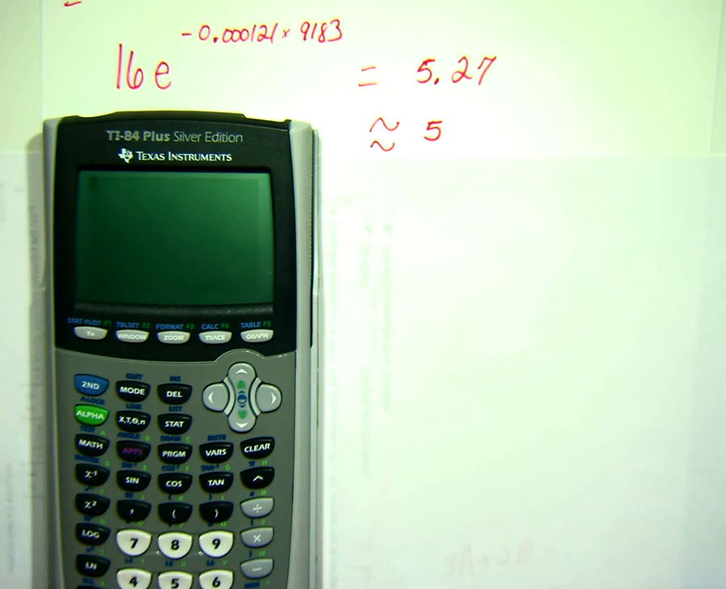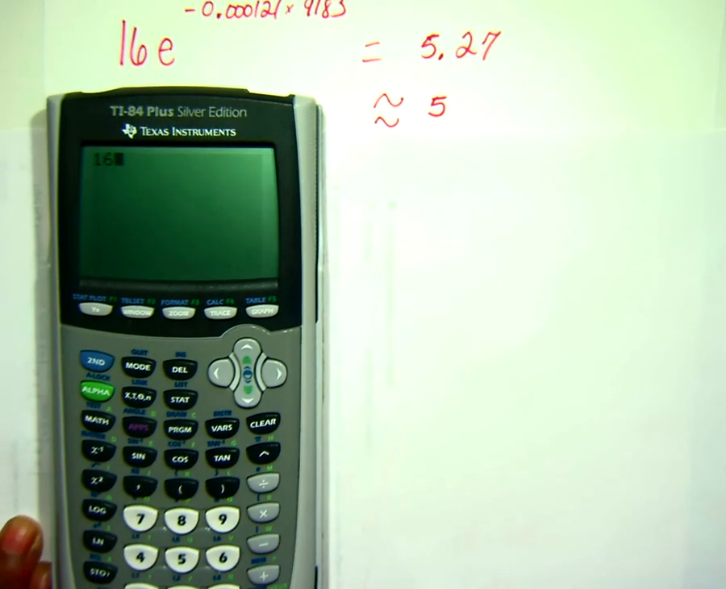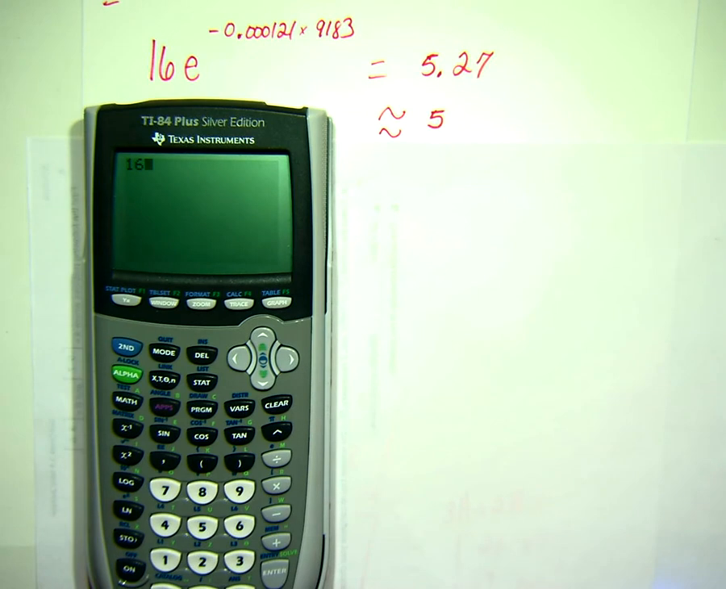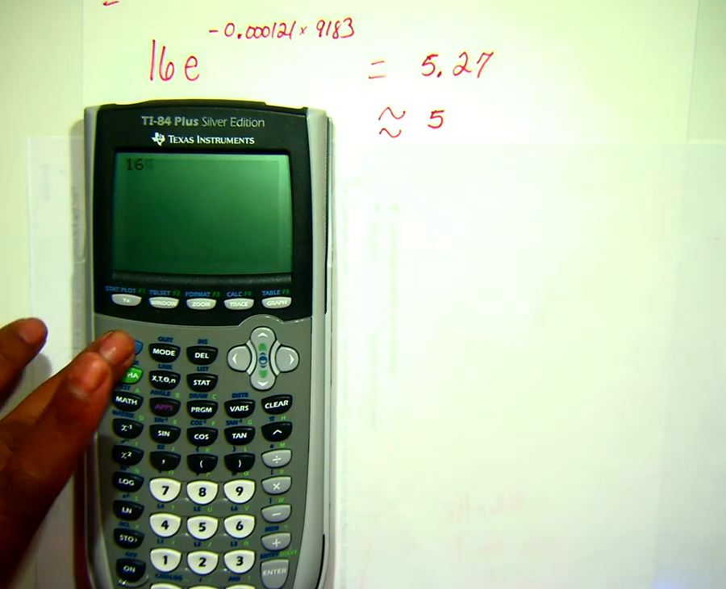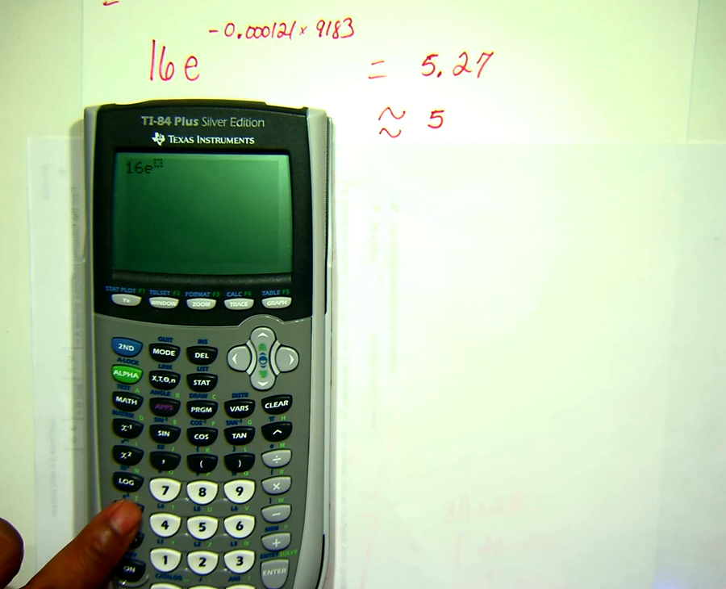So I'm putting the 16 in. Then I'm going to hit my second and natural log key to get the E. Then I'm going to type the rest of the formula in, and substitute t as 9,183. And there you go. So read your instructions very carefully when it's your turn to see if it's asking you to round to the nearest 100 or the nearest whole number. In this case, it's asking for the nearest whole number.